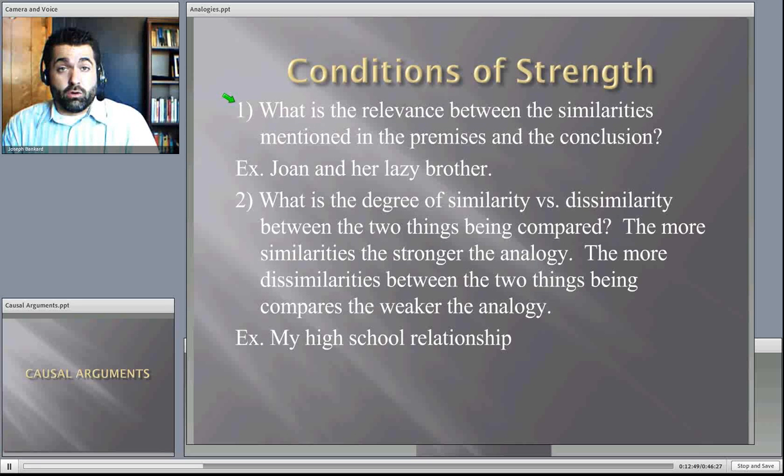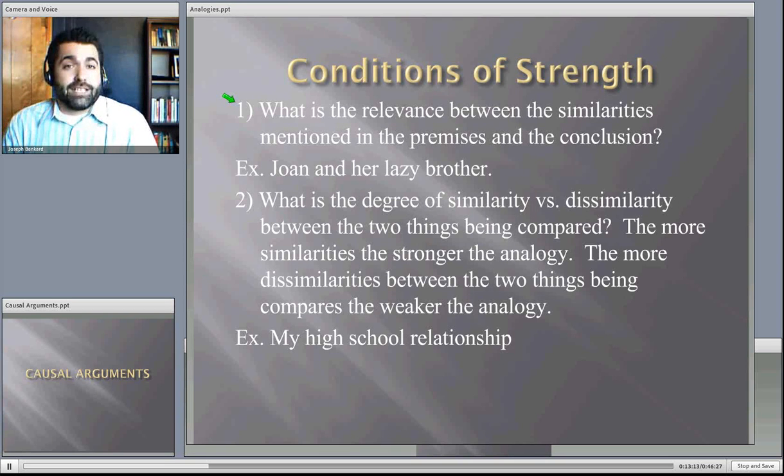Well, Joan and Jeff have a lot of similarities. They have the same parents, they grew up in the same house, they were raised with the same value system, they attend or do not attend the same church. Well, with all those similarities, then clearly Joan is going to be lazy, disrespectful, and a bad student. Right? You're creating an analogy between brother and sister.